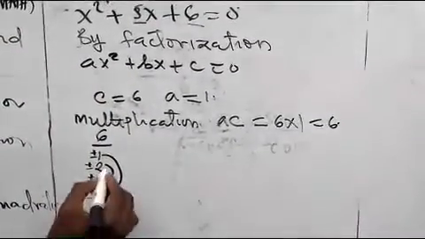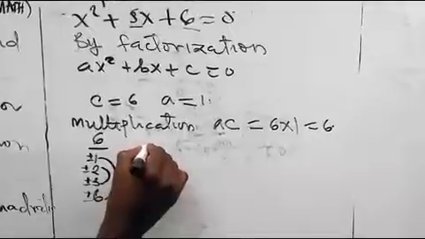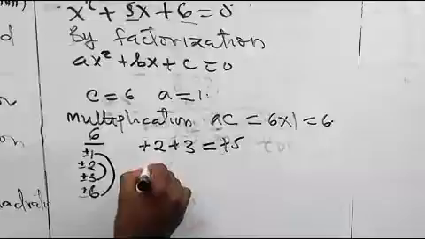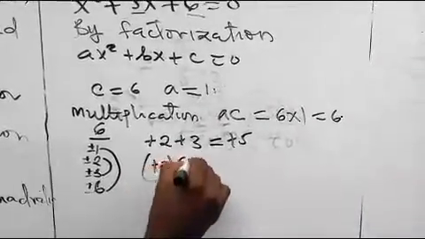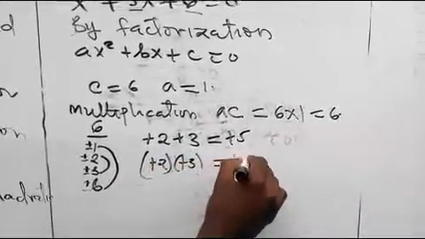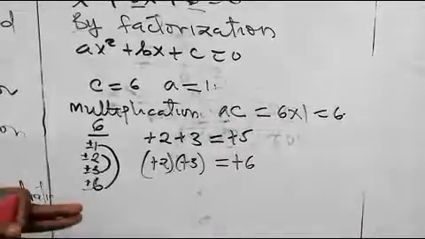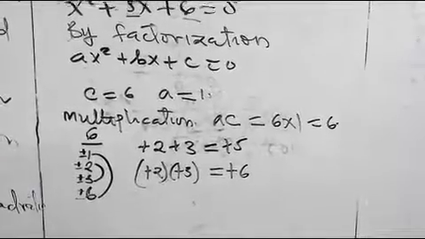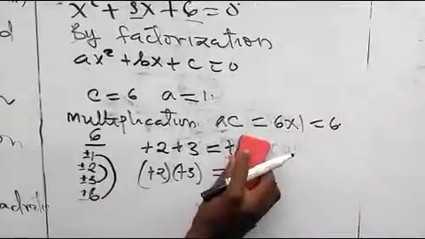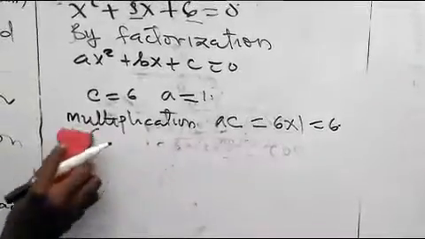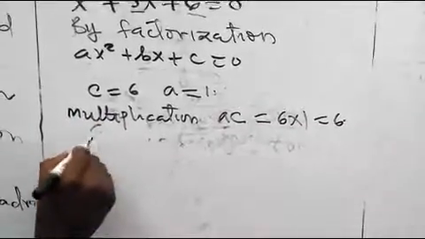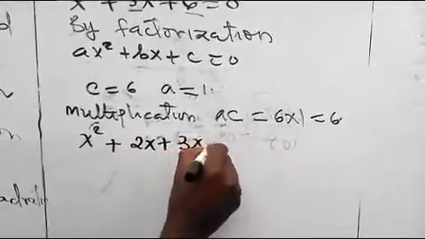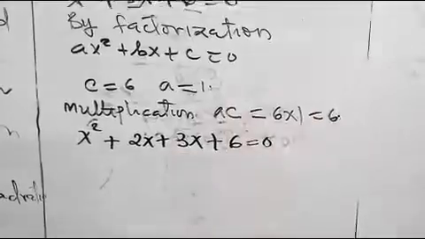So we try 2 and 3. If we add 2 plus 3, it gives us plus 5, and 2 times 3 gives us plus 6. That means 2 and 3 are the factors which when added give us plus 5, and when multiplied give us plus 6. So we put them into the equation: x squared plus 2x plus 3x plus 6 equals 0.